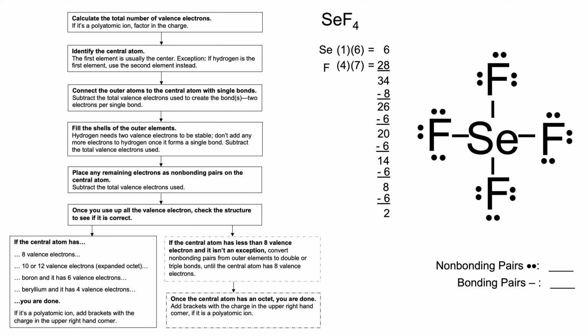What I'm going to do is place those 2 remaining electrons as a non-bonding pair on that central atom, and now I've reached 0 electrons left over at this point. When I check the central atom, it has 2, 4, 6, 8, 10 valence electrons. It's an expanded octet, therefore it's done. So there's 13 non-bonding pairs and 4 bonding pairs. 13 plus 4 gives me 17, times 2 gives me 34 valence electrons. That's the number that I wanted in the structure.